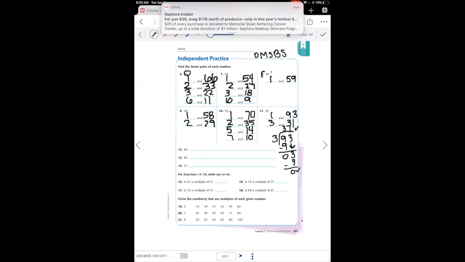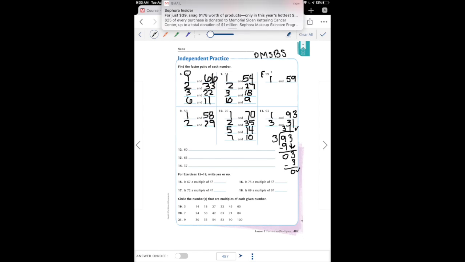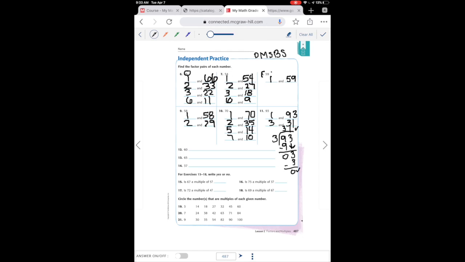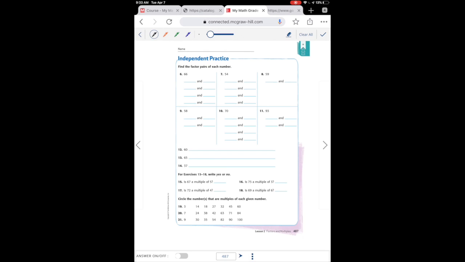Number 12, 13, and 14 get a little tricky because it doesn't tell us how many factor pairs there are. We just have to try. Okay, I'm going to clear this page so all my work didn't run together, okay? So for number 12, we need to just start figuring out what our factor pairs are. We can skip count, we can use a multiplication chart, or we can divide.